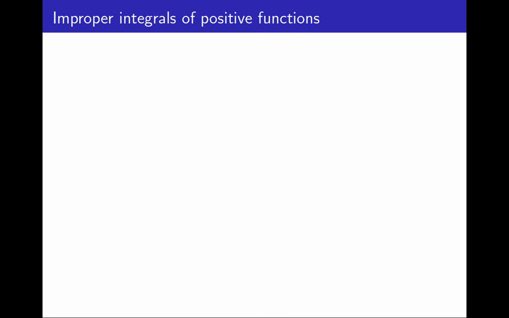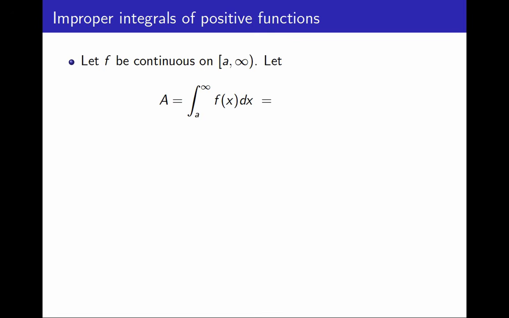Let's recall what we know about improper integrals in general. I take a function f that's continuous on an interval from a real number a to infinity, and I'm going to look at the improper integral, which is the integral from a to infinity of this function. And as you know, we define this as a limit, the limit as b approaches infinity of the integral from a to b of the same function. That's because we can always find the integral from a to b of the function, since it's continuous.